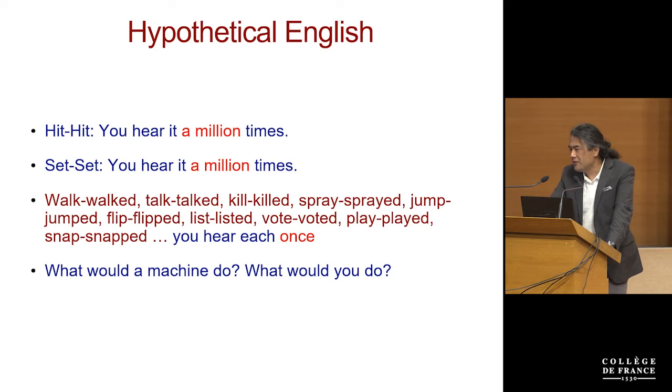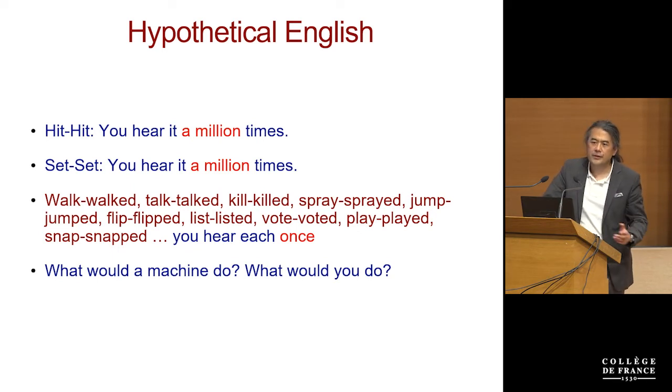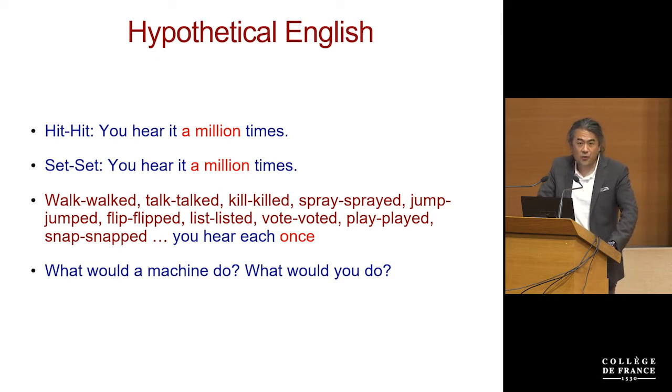So I'm just going to give you a simple example. This is just to give you maybe a flavor of how machine learning research has typically conceived the problem in a way that's a little bit different from children, right? So let's say I give you a hypothetical language, English, where two verbs, hit and set, occur 1,000,000 times. For them, the past tense form does not change. But then you're given a bunch of other verbs that do add -ed, but they occur very, very rarely.